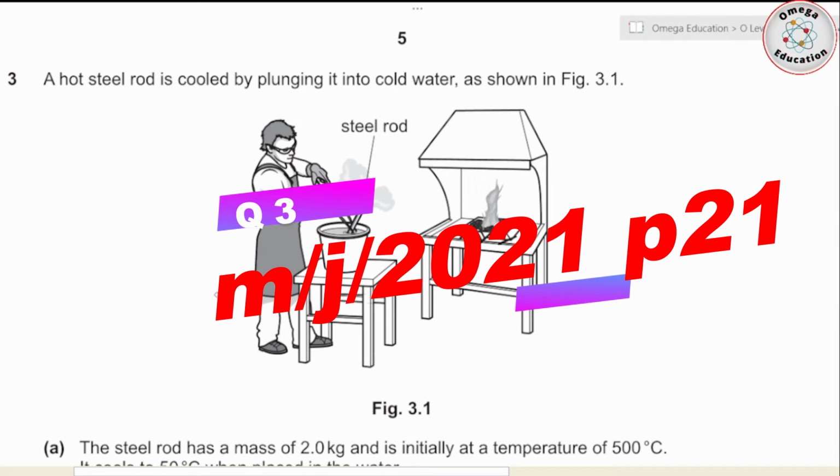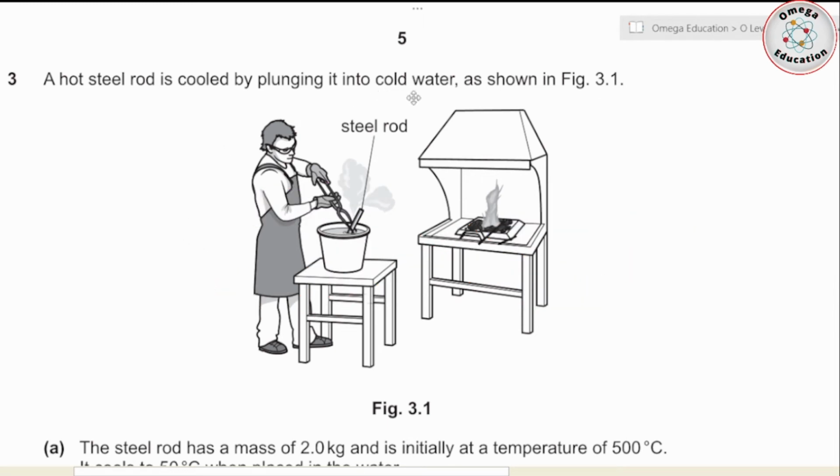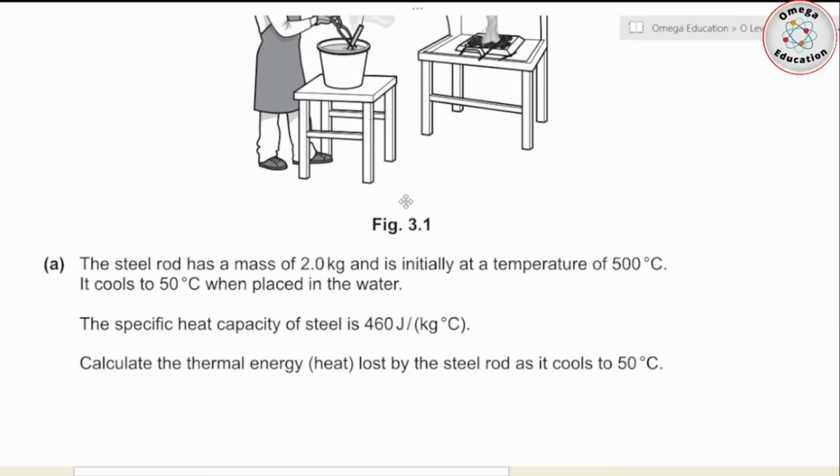Alright, so here we have the next one. A hot steel rod is cooled by plunging it into the cold water as shown in figure 3.1. The steel rod has a mass of 2 kilograms and its initial temperature of 500 degrees Celsius. It cools to 50 degrees Celsius when placed in the water. So let us write down the data that we get from here.